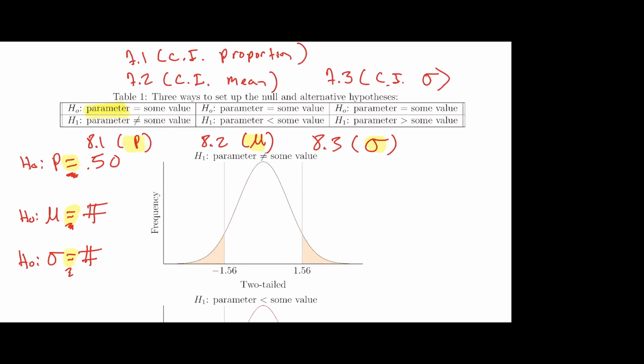So we have not equal to. We also have less than. We also have greater than. Depending on what we're trying to prove, we're going to choose one of those three options. So let's dig in right now and focus on not equal to.